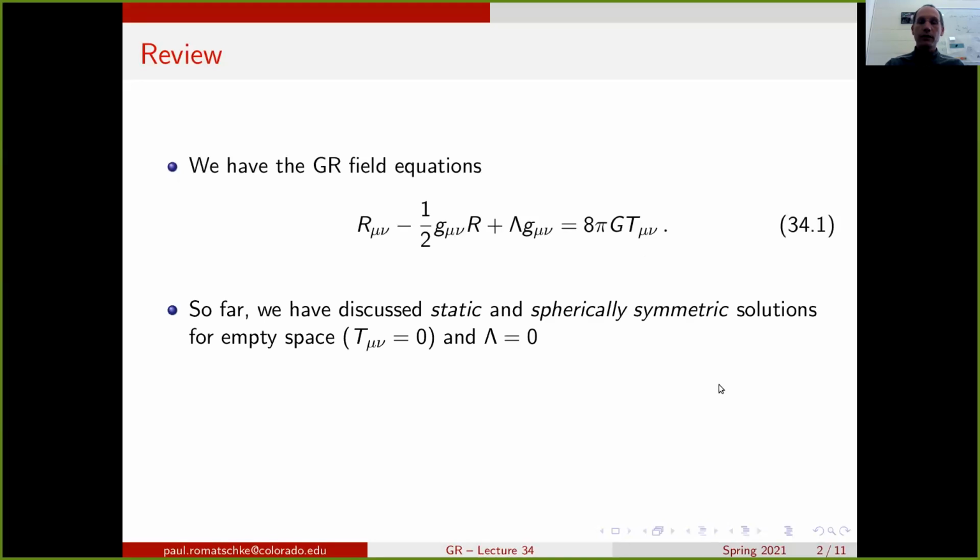In most of the previous lectures, we have made simplifying assumptions in order to get solutions of the GR field equations. Mostly, these assumptions were that the solutions we were looking for were static or time independent and spherically symmetric, so to have no obvious dependence on angles. And they were derived for empty space, where the energy momentum tensor was 0. And we also set the cosmological constant to 0. So by making all these assumptions, we simplified the equations, which allowed us to come up with analytic solutions, such as the Schwarzschild solution.